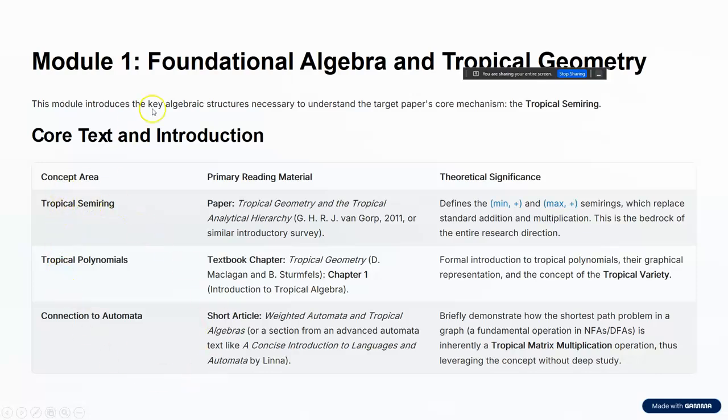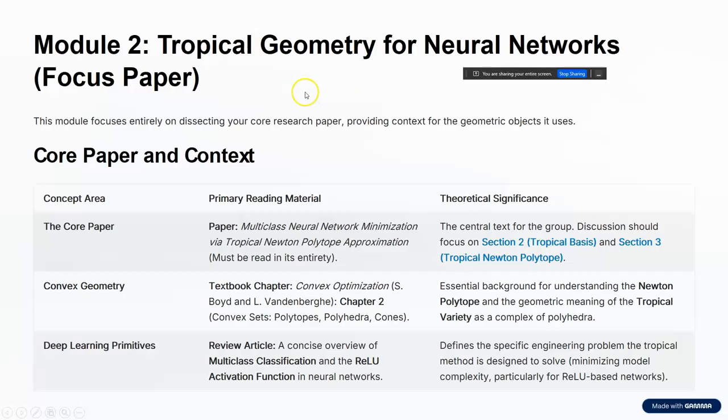So we'll start with the algebra, what tropical algebra is. Then we're going to study neural networks. We're going to study neural networks separately, and then we're going to apply tropical algebra to our neural networks.